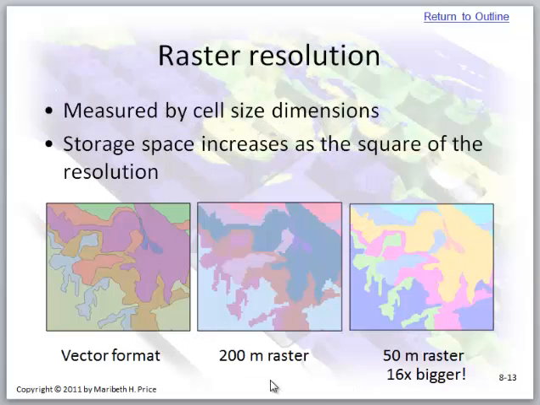Here are some examples of raster resolution. It's measured by cell dimension. Storage space increases as the square of the resolution. Here we have a vector format. Here we have a 200 meter raster of the same image. And here we have a 50 meter raster, which is 16 times bigger than this 200 meter raster.